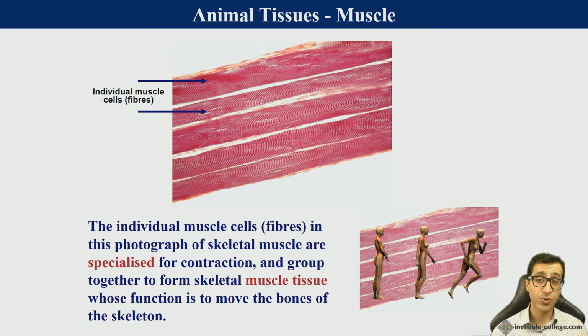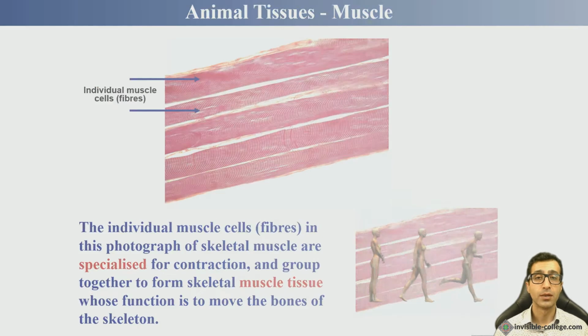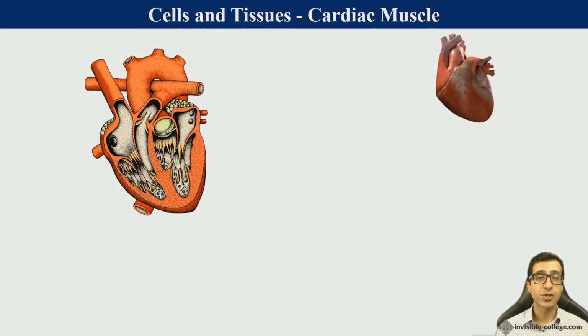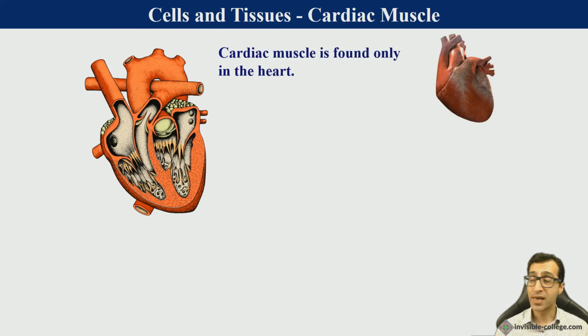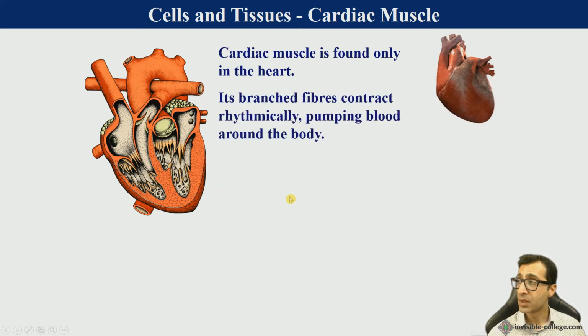Now, in contrast to skeletal muscle, cardiac muscle tissue has a very different cellular morphology. Cardiac muscle tissue is only found in the heart, and it's the type of muscle which makes up the contractile walls of the heart. Now, unlike the linear skeletal muscle fibers, cardiac muscle cells are branched and they only have single nuclei.